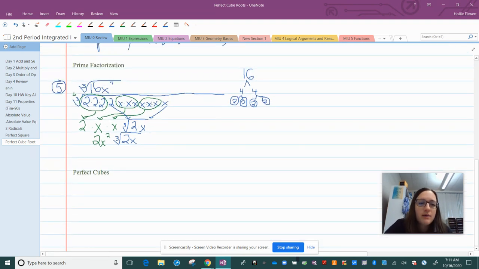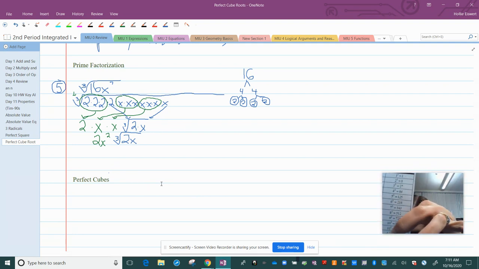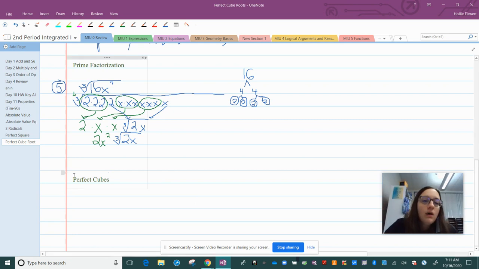So this time we're using our perfect cubes method. This is like our perfect squares method, but it's dealing with cubes. So we're going to use this list and find the largest perfect cube that's in there. This is just the other method, that way you can see both of them.